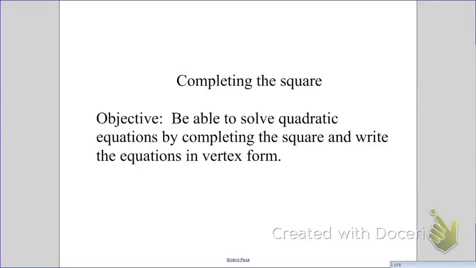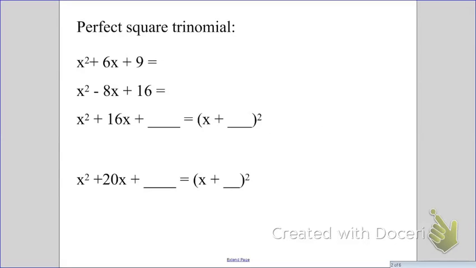In this video, we're going to show you how to complete the square. It's a method that we use for solving quadratic equations. To understand how you do that, you need to have a good understanding of what a perfect square trinomial is.